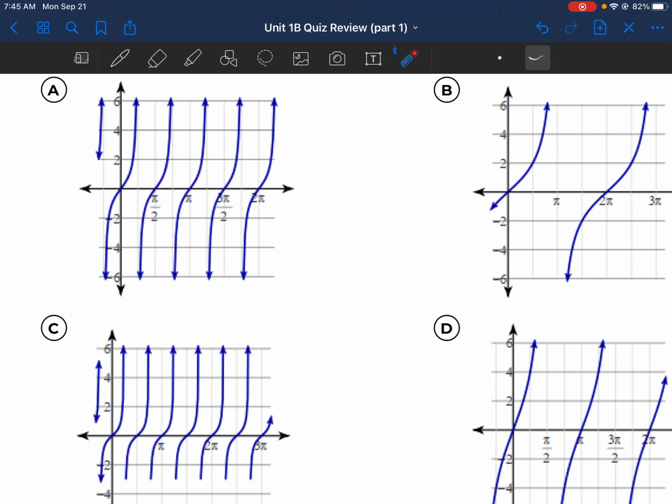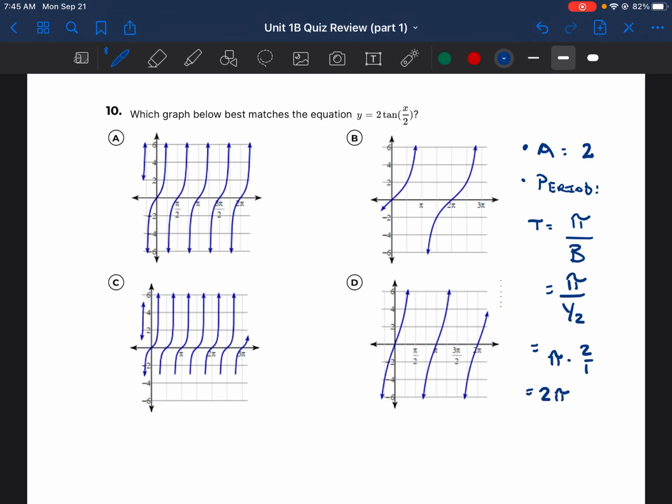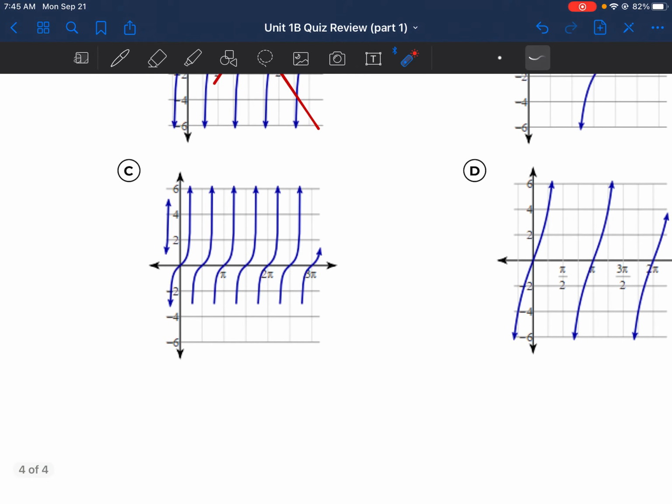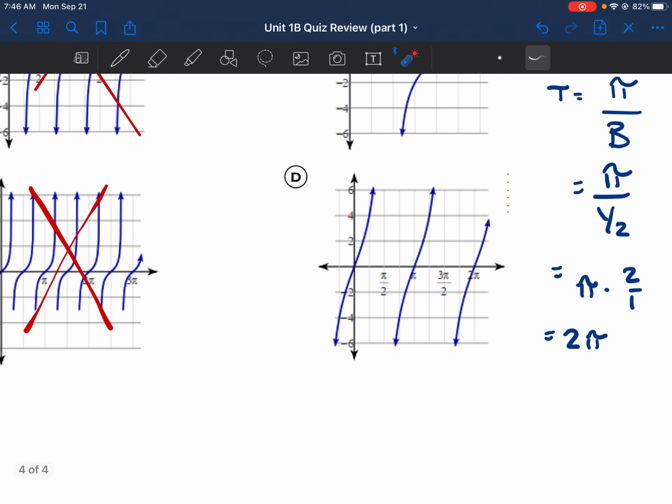So answer choice A, 0 to pi over 2, that's a period of pi over 2. So I'm going to go ahead and eliminate that one. If I look at B, we have a period from 0 to 2 pi, so that has the correct period. We'll keep that one in for right now. C, 0 to pi over 2, so that also has a period of pi over 2. We'll go ahead and get rid of that one. And then D, 0 to pi, that has a period of pi. That's incorrect. We'll get rid of D.